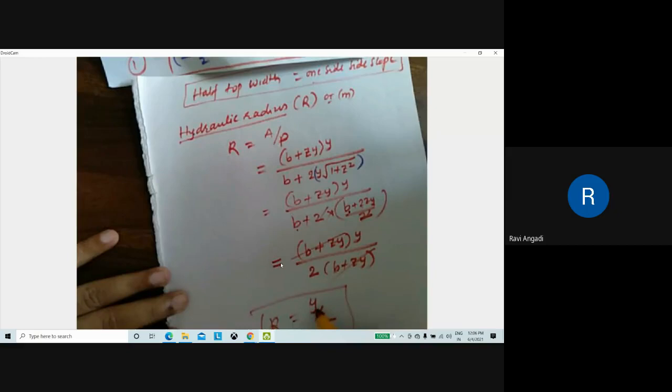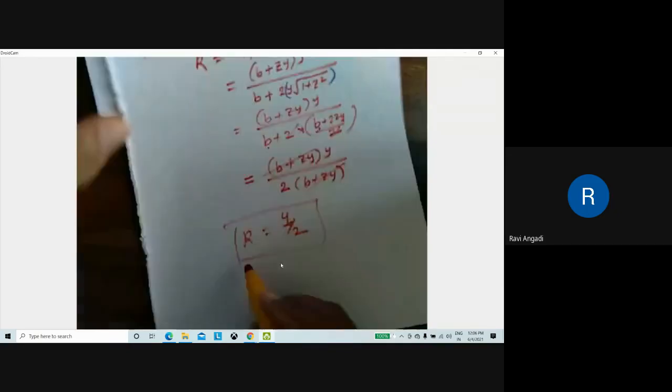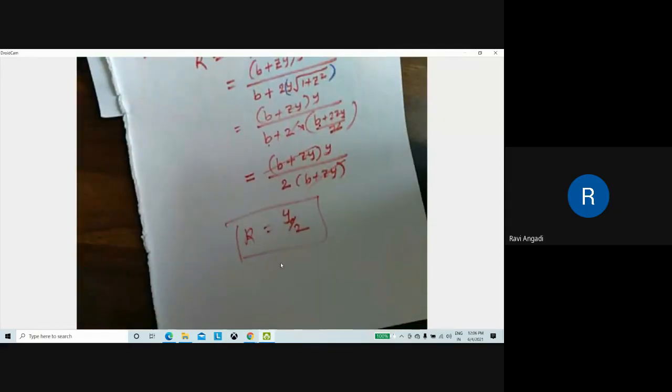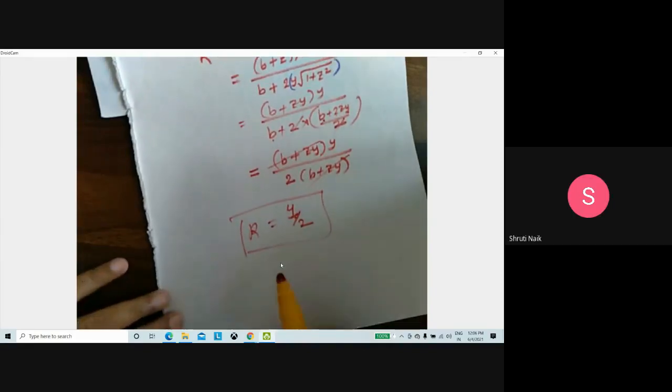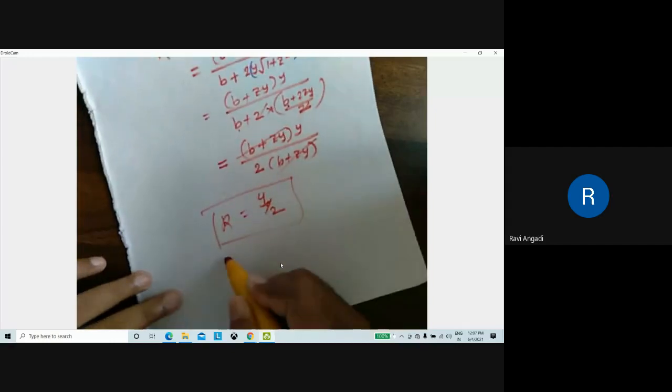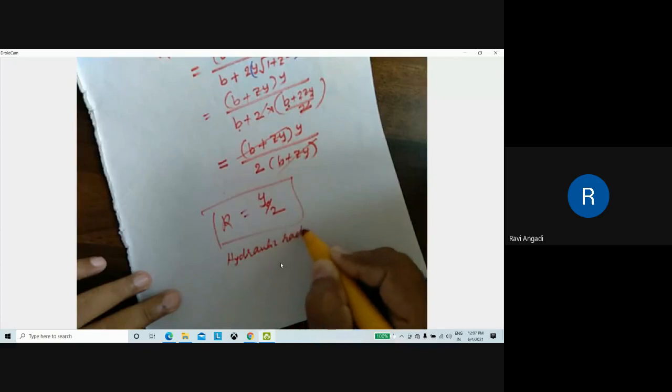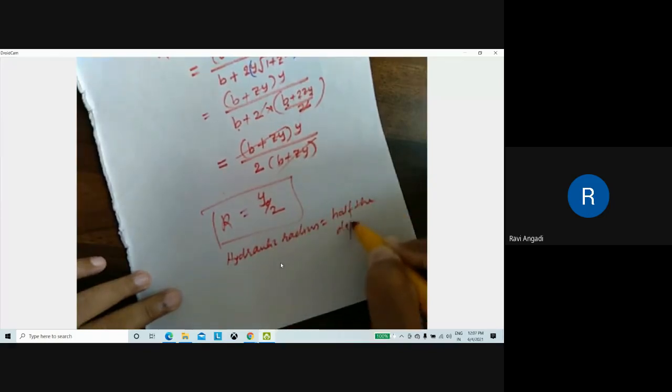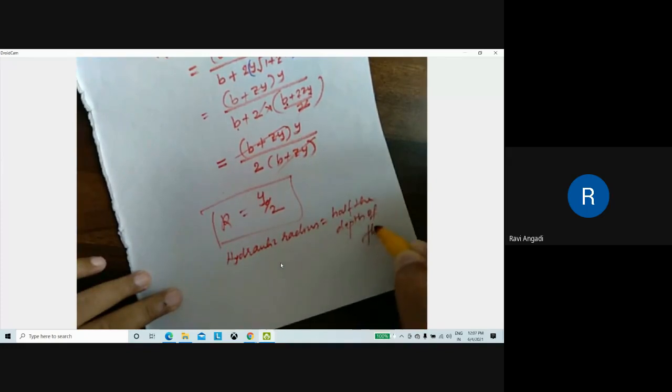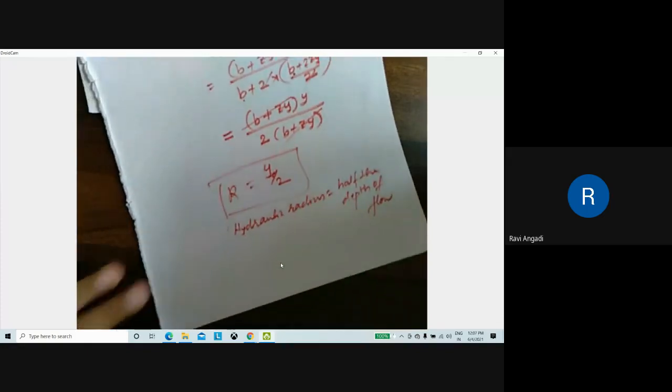So what is the second condition? Hydraulic radius should be half of the depth. Exactly. Hydraulic radius should be half of the depth of flow. I'll write here: hydraulic radius is equal to half the depth of flow. This is the second condition. I hope you understood, all of you, till here.